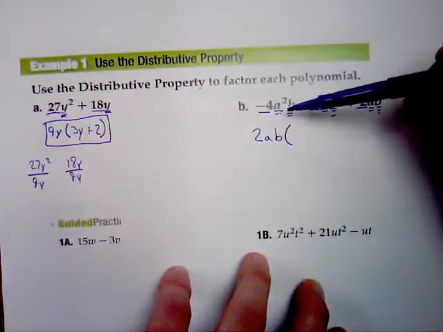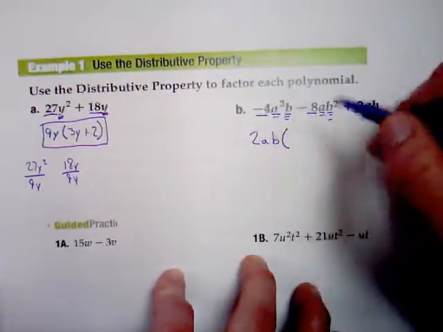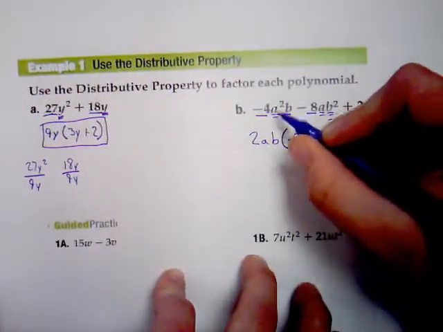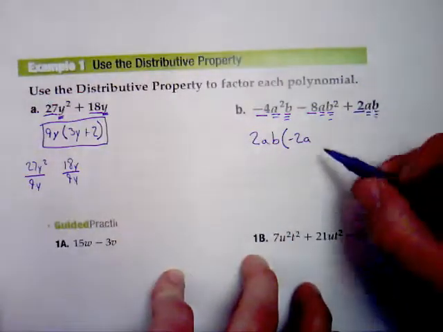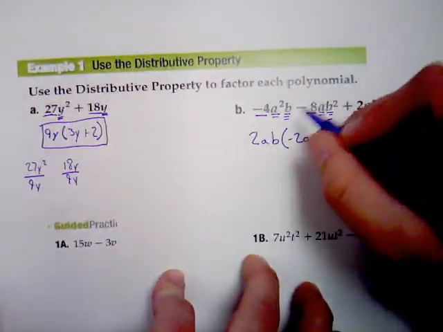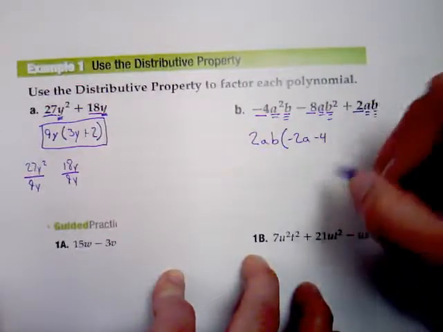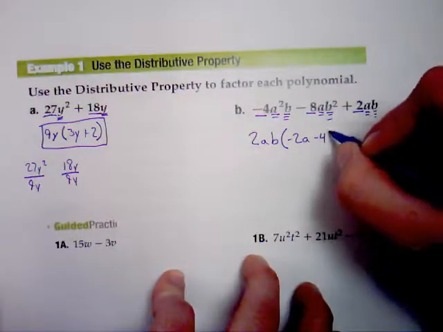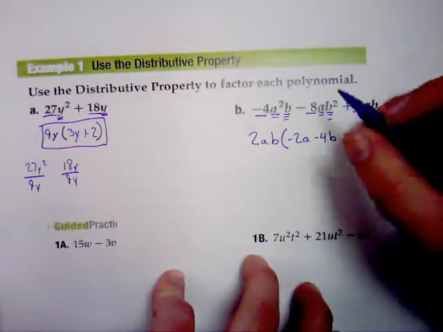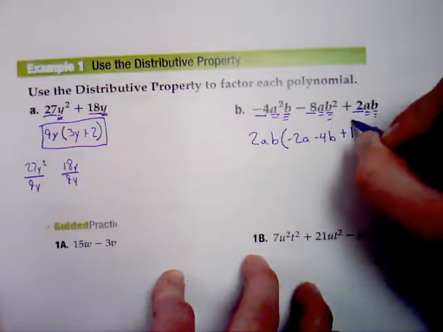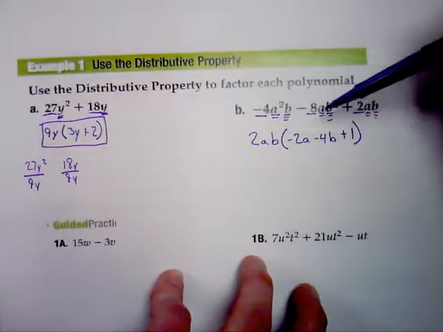From there I go through and divide each one of these terms by 2ab. Negative 4 divided by 2 is negative 2. A squared divided by a is a. B divided by b is just 1, so I don't even need to write it down. In the second term, negative 8 divided by 2 is negative 4. A over a cancels out. B squared over b, that's just b. And lastly, 2ab divided by 2ab, that is 1. So this would be the factored form of this polynomial.